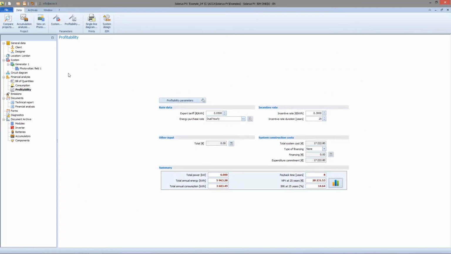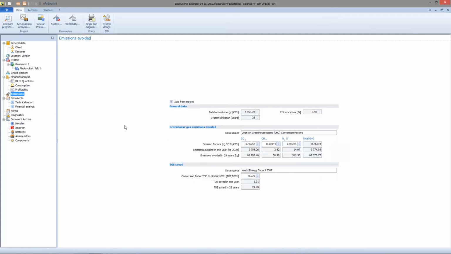Having done this operation, we can finish the economical part, looking at another possibility. I can see the emission node. What is the meaning of this section? Thanks to this section, I can calculate the greenhouse gas emissions avoided, like carbon dioxide and others. This is thanks to the photovoltaic plant studied for 25 years. But I can also create a report about the avoided gas emissions.